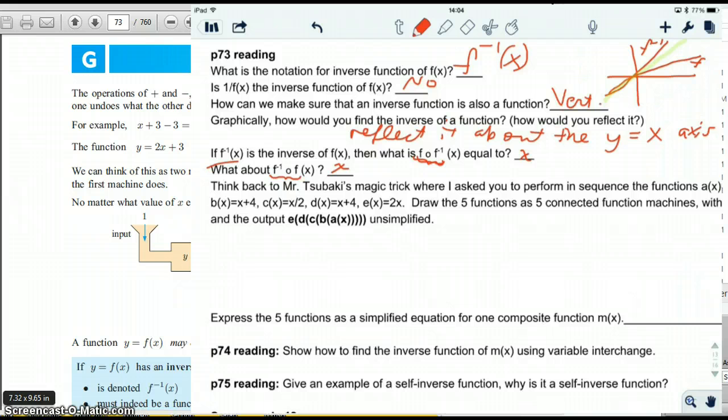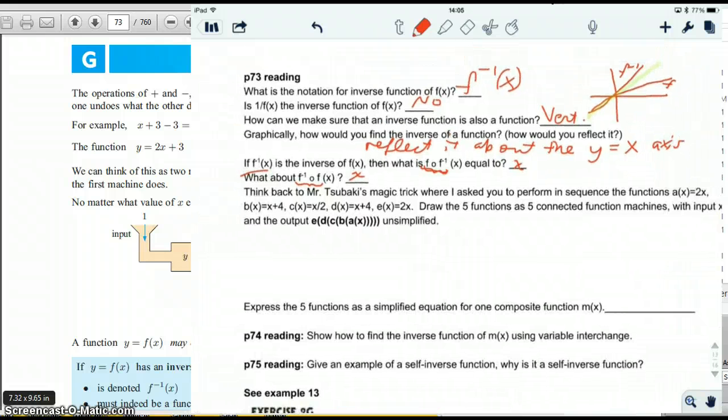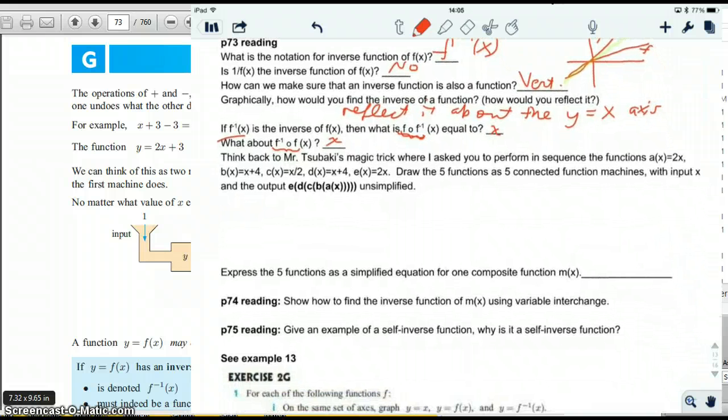Okay. Think back to Mr. Tsubaki's magic trick where I asked you to perform in sequence the functions a of x equals 2x, b of x equals x plus 4, c of x equals x divided by 2, d of x equals x plus 4, and e of x equals 2x. Draw the 5 functions as 5 connected function machines with input x and the output. Oh my gosh. Looks terrible, doesn't it?